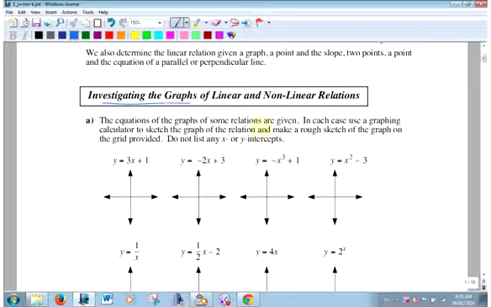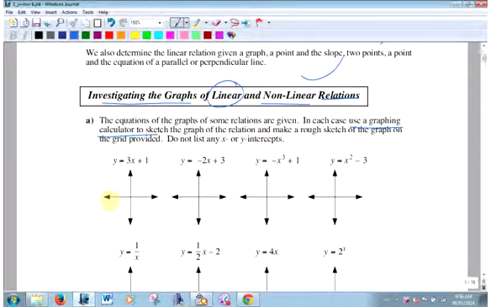Okay, investigating the graphs of linear makes a line and nonlinear doesn't make a line, i.e. curved relations. Okay, use a graphing calculator. In some places like Alberta, everybody has one. You're required to. All right, here we don't. And you don't need one for this course. So just trust me here. I'm going to quickly graph these guys. You see this one here?